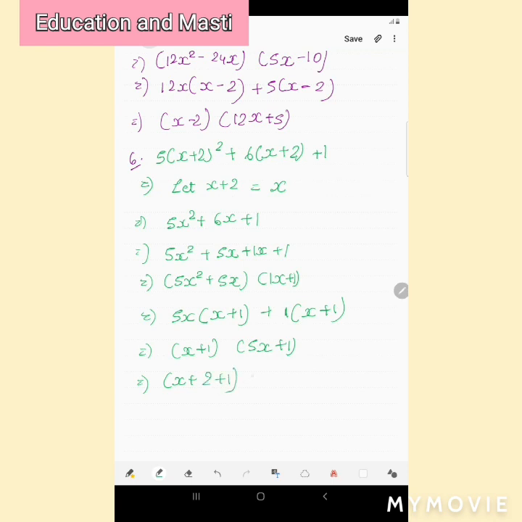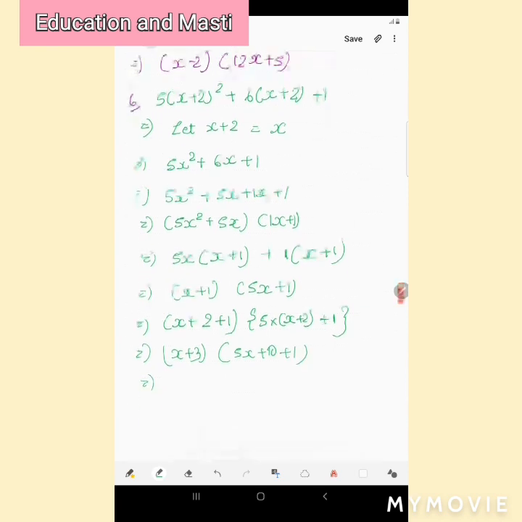And here 5x is there. So we will write, see, here we will take a double bracket, 5 into x plus 2 plus 1. Okay. So now what we will do here, we will get x plus 3. Then here we will get 5x plus 10 plus 1. Okay. Then therefore the answer we will get is x plus 3 and in bracket 5x plus 11. So therefore this is our answer.